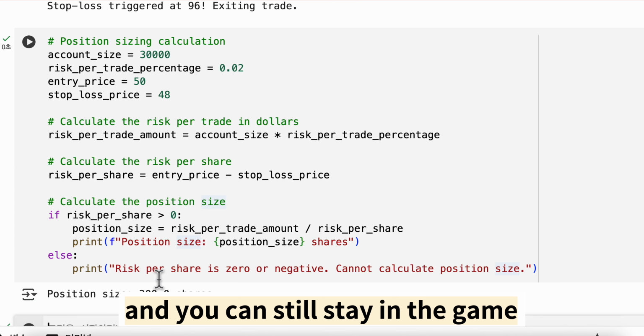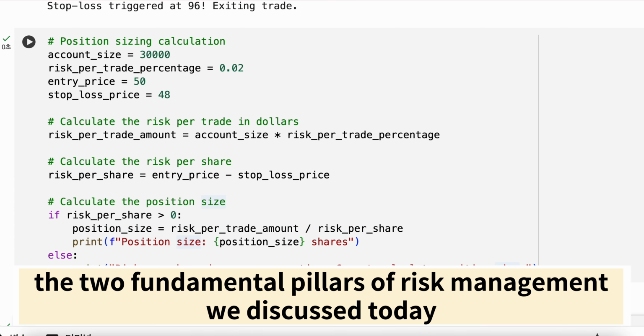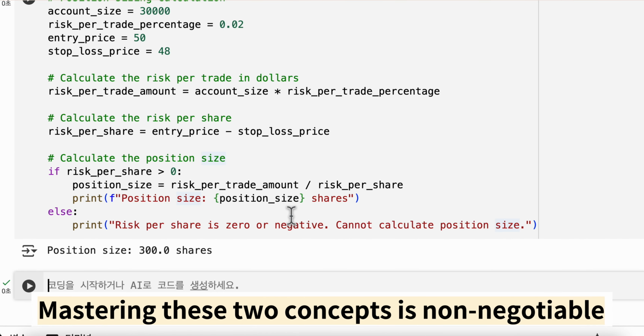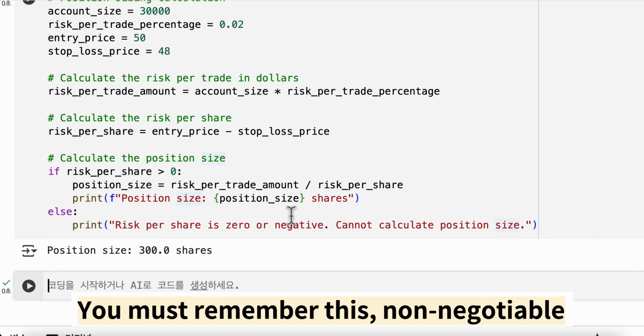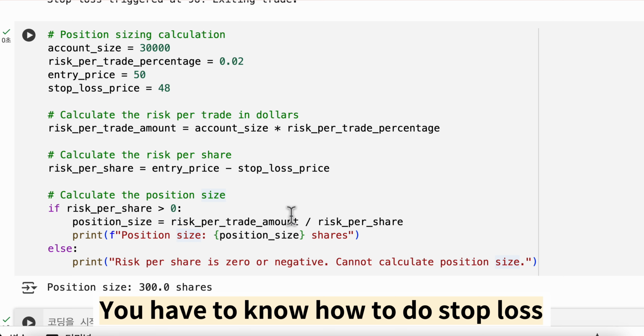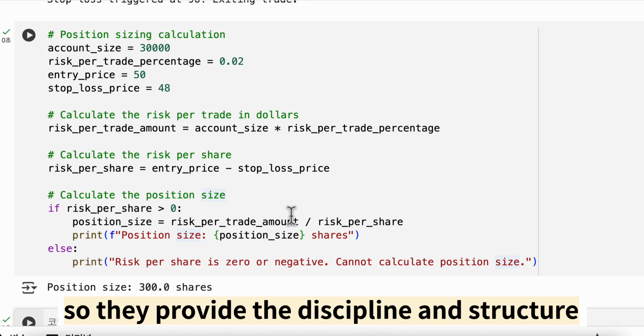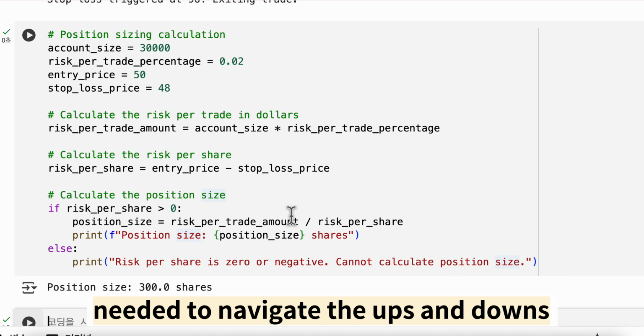So to wrap it up, the two fundamental pillars of risk management we discussed today are stop loss and position sizing. Mastering these two concepts is non-negotiable. You must remember this. Non-negotiable. You have to know how to do stop loss and how to make an appropriate position size. They provide the discipline and structure needed to navigate the ups and downs of the market.